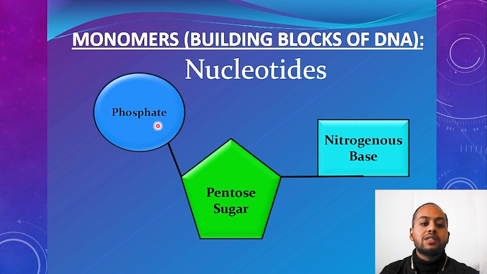So the nucleotides generally comprise of three components. It's firstly going to be your phosphate group. Secondly, it's going to be a pentose sugar. And thirdly, it's going to be a nitrogenous base. So I'm just going to repeat that. The building blocks of DNA, they are referred to as the monomers of DNA. They are the nucleotides. The nucleotides comprise of three components, that is the phosphate group, the pentose sugar, as well as the nitrogenous base.